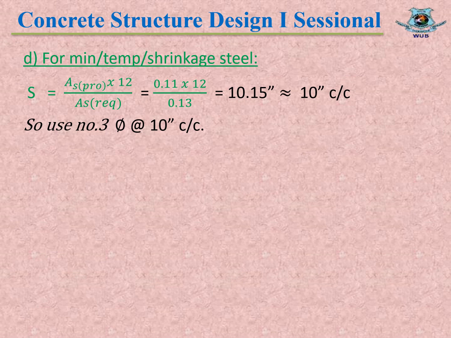For minimum steel area, spacing is equal to As provided into 12 divided by As required, equal to 0.11 into 12 divided by 0.13, equal to 10 inch center to center. 0.11 inch square is the area of number 3 bar. So use number 3 bar at the rate of 10 inch center to center.